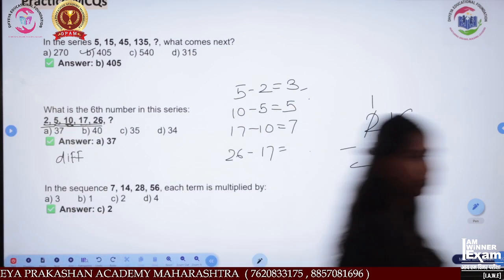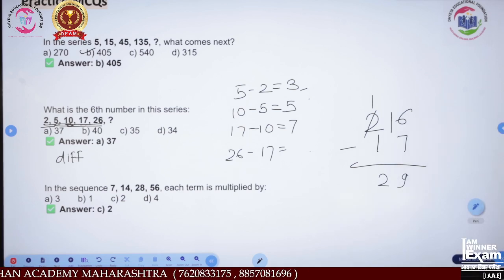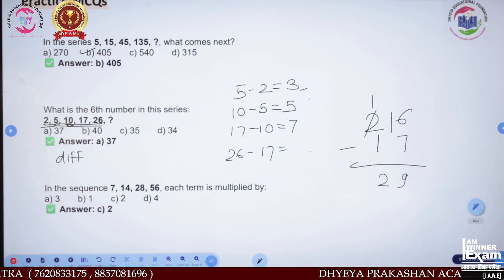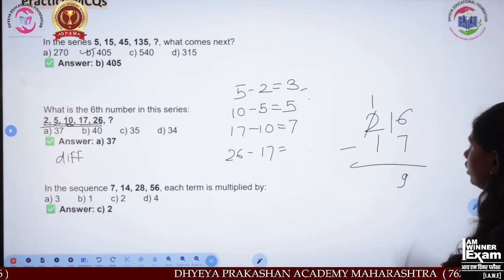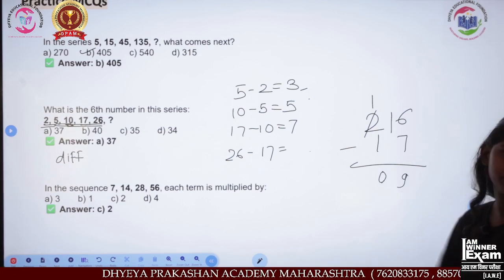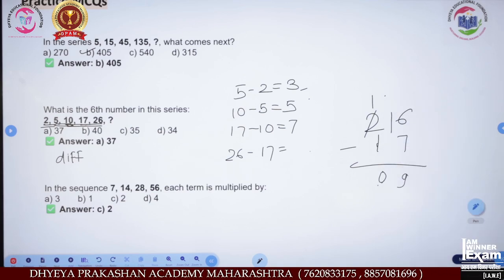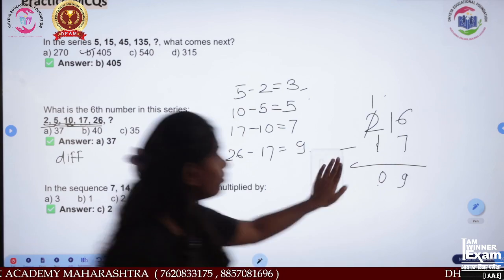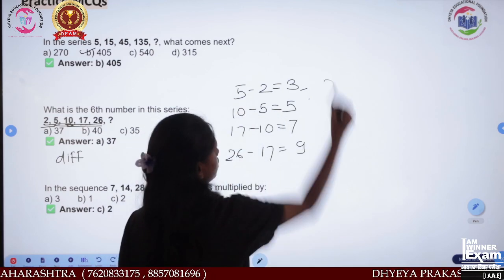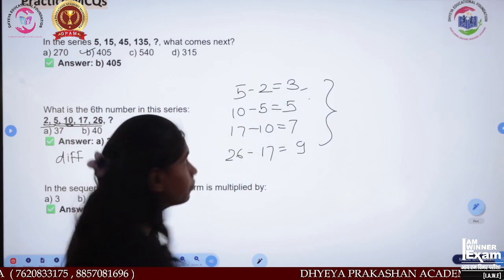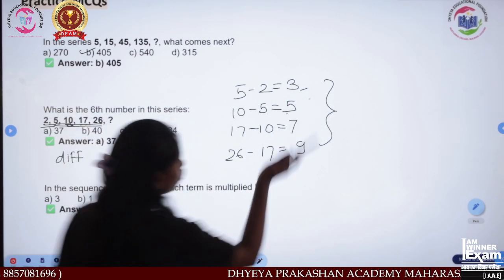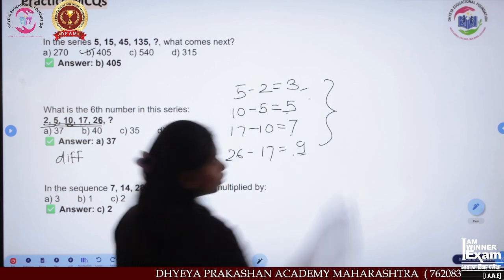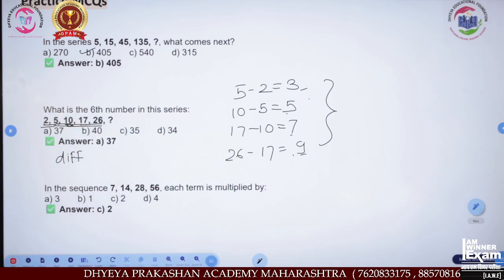Is it actually 29? No, it is 9, right? Why? 1 minus 1 is 0, so it is 9. And if you observe this difference, the numbers are getting 3, then plus 2 it is 5, then plus 2 it is 7, then plus 2 it is 9. Like this, the numbers are increasing.